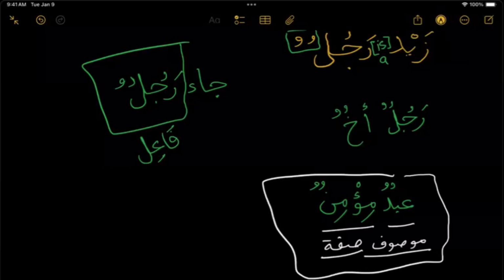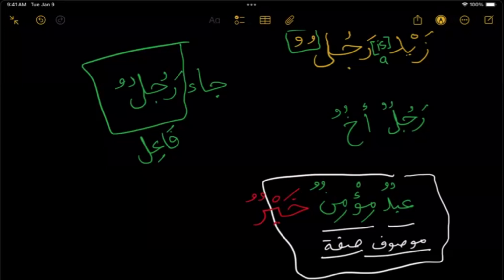It's valid to... what's the continuation of the ayah? Khair. وَلَعَبْدٌ مُؤْمِنٌ خَيْرٌ. A believing slave is better. عَبْدٌ مُؤْمِنٌ خَيْرٌ. A believing slave is better.